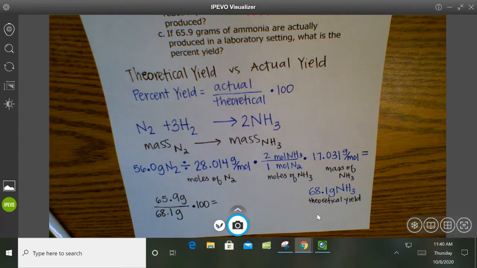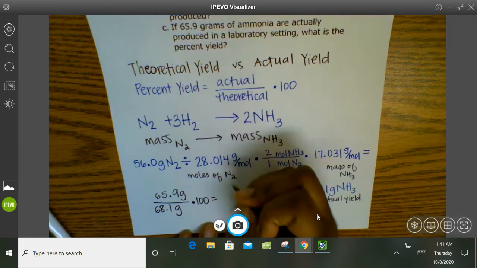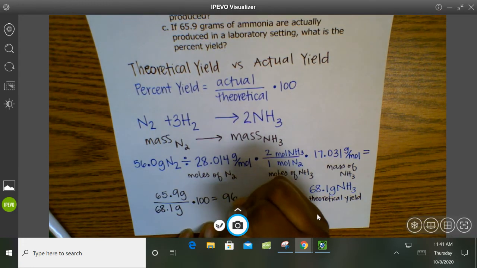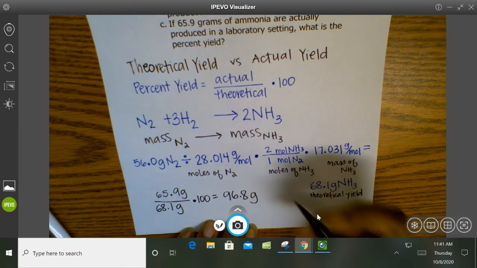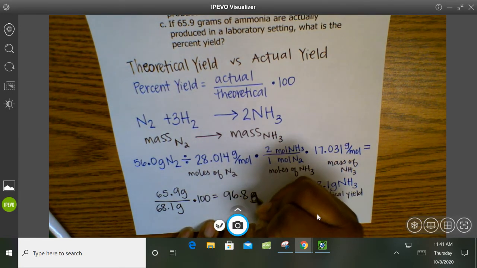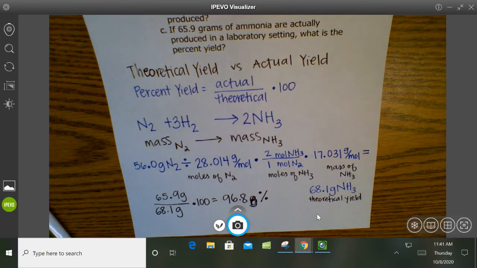So 65.9 divided by 68.1 times 100 gives you 96.8 grams. That is your, no, not grams, percent. That is your percent yield, okay?